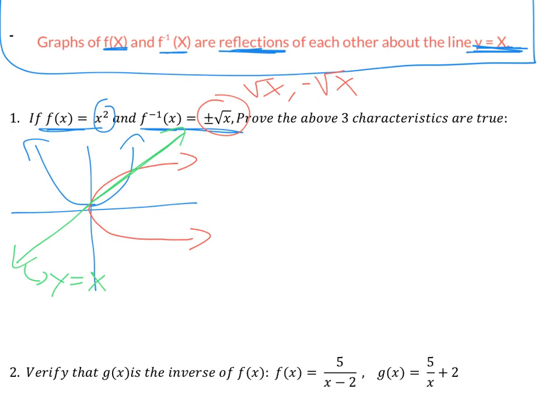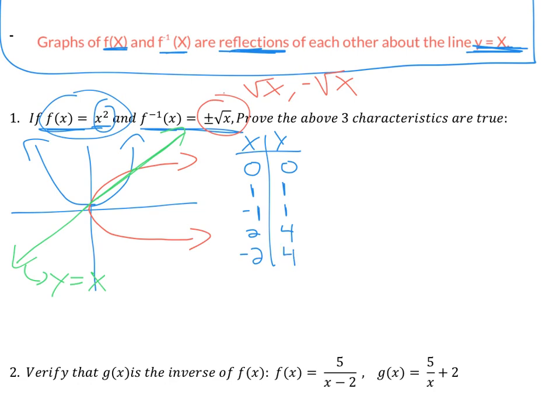Now, if you looked at the domain and range, well, we could just look at an xy chart to kind of prove this. So let's go back to the blue. I'm just going to get an xy chart for y equals x squared. So numbers I can plug in: if I plug in 0, 0 squared is 0. If I plug in 1, 1 squared is 1. If I plug in negative 1, squared is still 1. If I plug in 2, 2 squared is 4. If I plug in negative 2, squared is still 4.